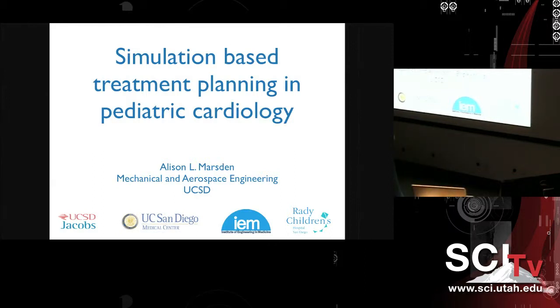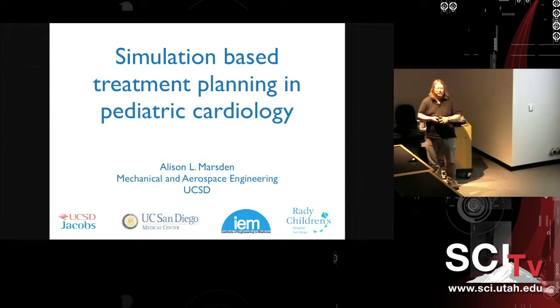Medical Computing, CIBC seminar. Today we are very pleased to have Alison Marsden here, who is assistant professor at the University of California, San Diego. She's in the mechanical engineering department there. She received her bachelor's degree from Princeton and then her PhD from Stanford. She then did a postdoc with Charlie Taylor, who many of us know, in cardiac biomechanics, which is her area of specialty. And we're very happy to have her come here.